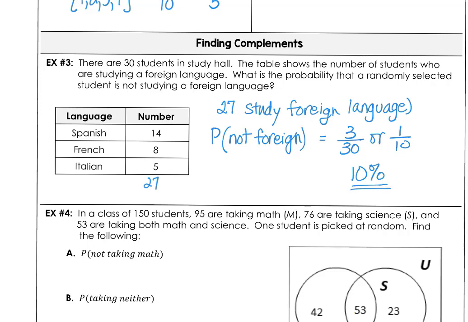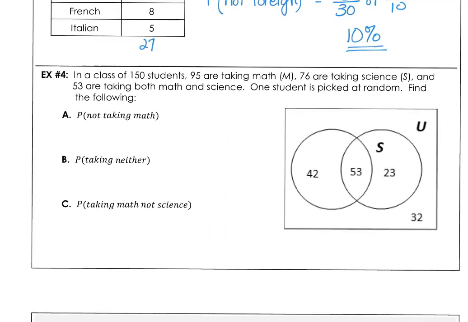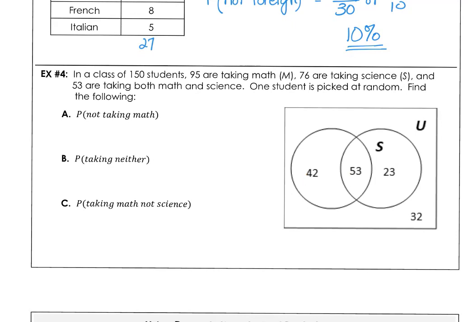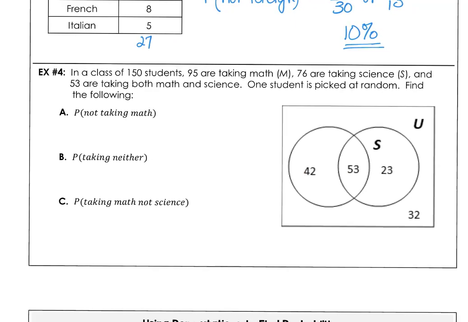Then in example 4, we have a class of 150 students. 95 are taking math, 76 are taking science, and 53 are taking both math and science. One student is picked at random, and we want to find the following. So in part A, we want the probability that they're not taking math.